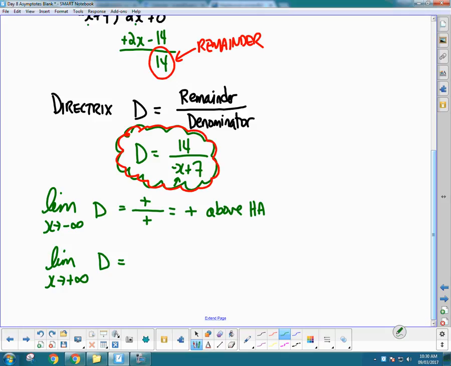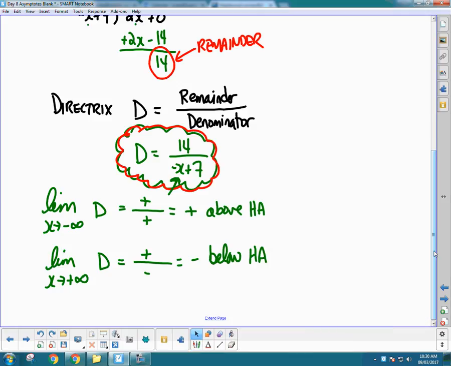Put in a positive huge number. Again, the 14 doesn't care. But if you put a positive huge number into here, you're going to put a minus in front of it, so think of a billion. Put a minus in front of that, that's a negative billion. If you add 7, that's not going to really change it. It's still going to be negative. And the result will be negative, which means it comes from below the horizontal asymptote.